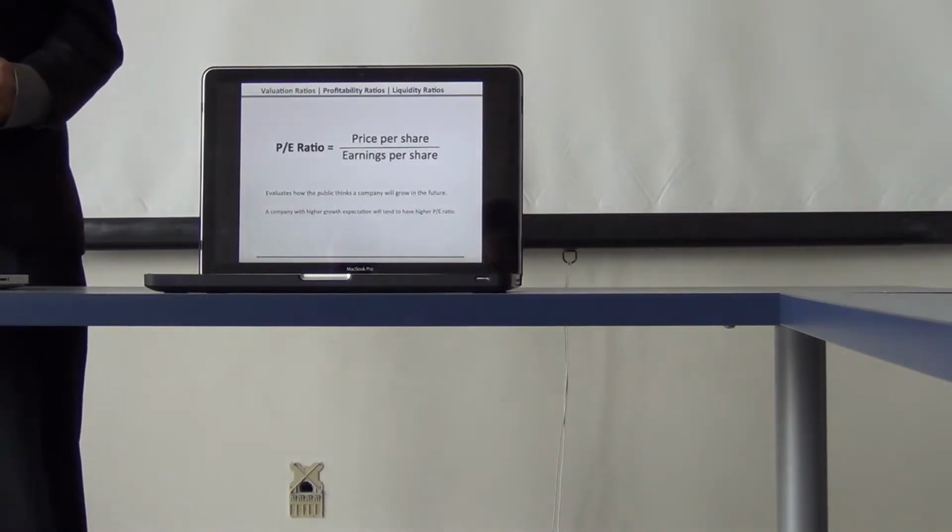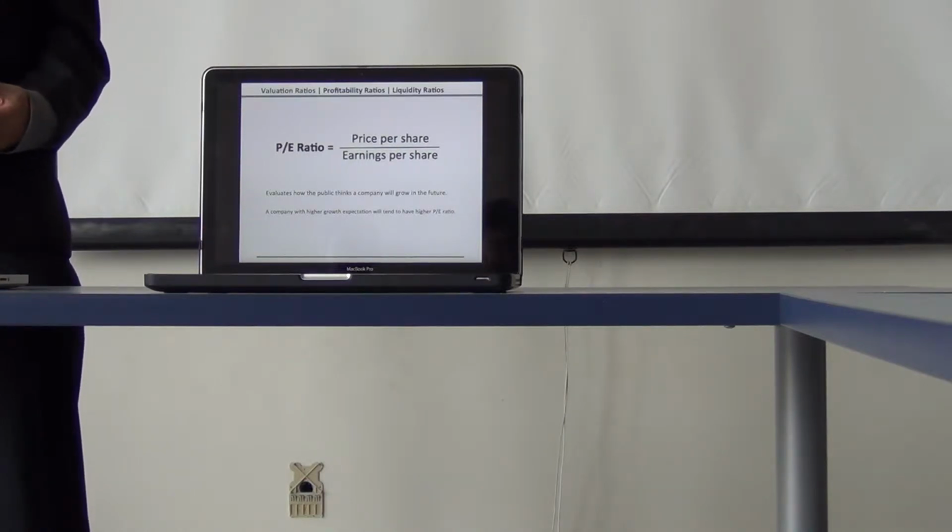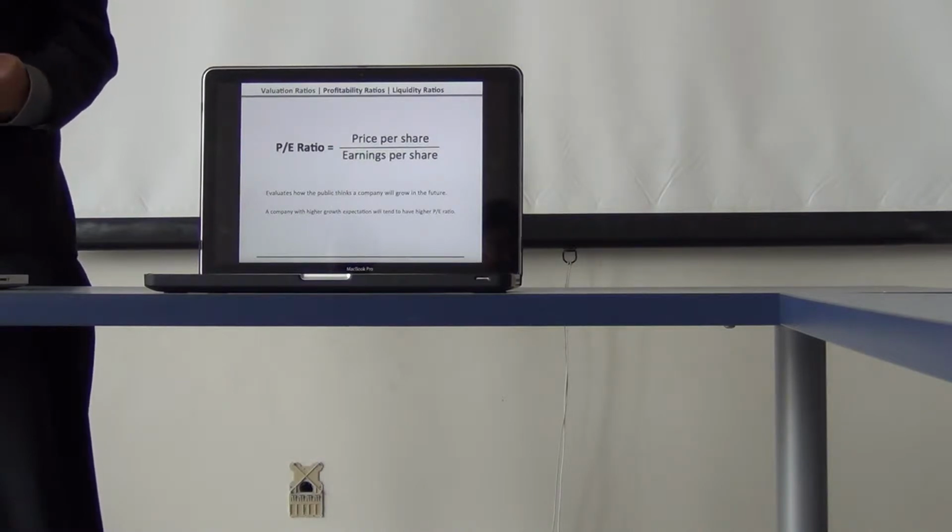Now we're going to start going over different financial ratios you can use to analyze a company. The first one you've probably heard of is the PE ratio. You take the price per share divided by earnings per share. In general, the higher the PE ratio, the more it means that investors expect the company to grow.